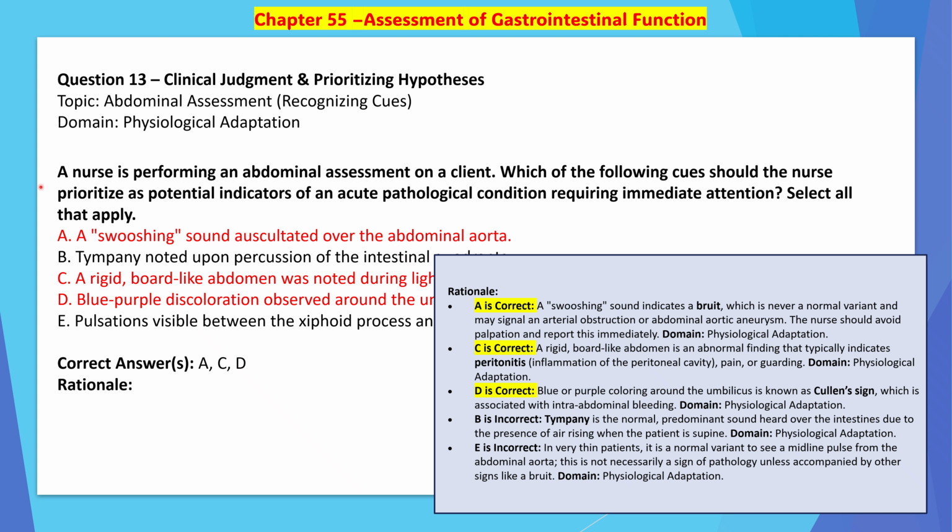If you can see here, a rigid board-like abdomen is an abnormal finding that typically indicates peritonitis, inflammation of the peritoneal cavity, pain, or guarding. D also is correct because the blue or purple coloring around the umbilicus is known as Cullen sign, which is associated with intra-abdominal bleeding.